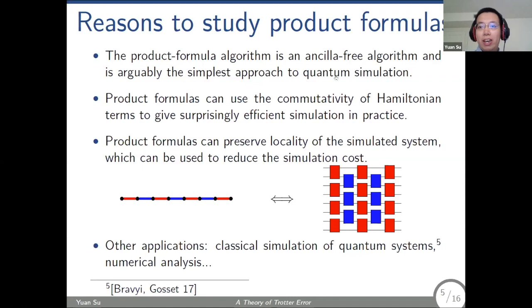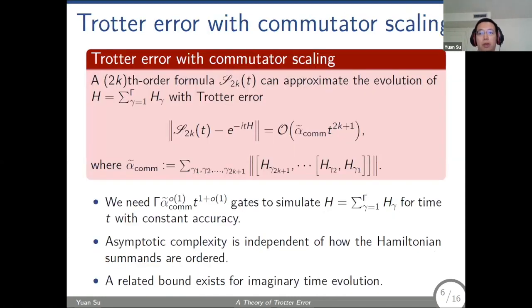So there are many aspects of product formulas that we can explore, but in this presentation, I would like to focus on only one of them, namely how product formulas can use the commutativity of the Hamiltonians to speed up simulation. So here are our main results. We proved the following, called a Trotter error with commutator scale. So let's say we have a 2k-order product formula, this S_2k, and we try to simulate this evolution under this Hamiltonian given as a linear combination of terms.